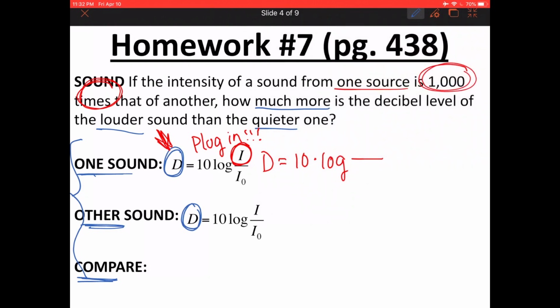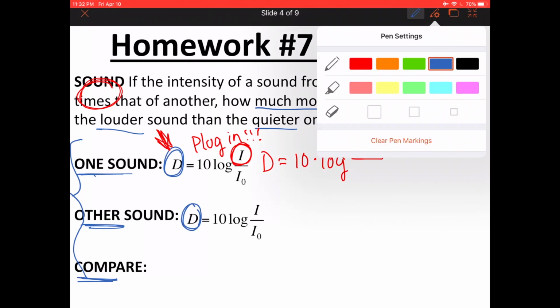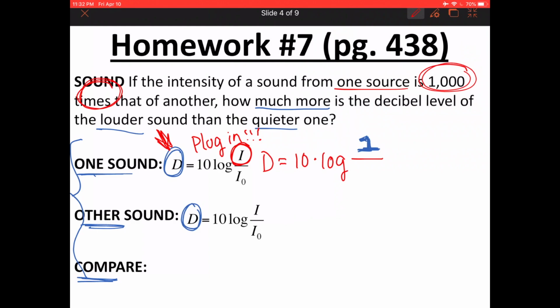And for my first equation, I'm going to pick the number 1. Okay, I can plug in any number I want. I'm going to keep it nice and simple, plug in the number 1. Remember, for I sub 0, my default intensity is always 10 to the negative 12. That's that really small intensity. Let me set up the second sound.